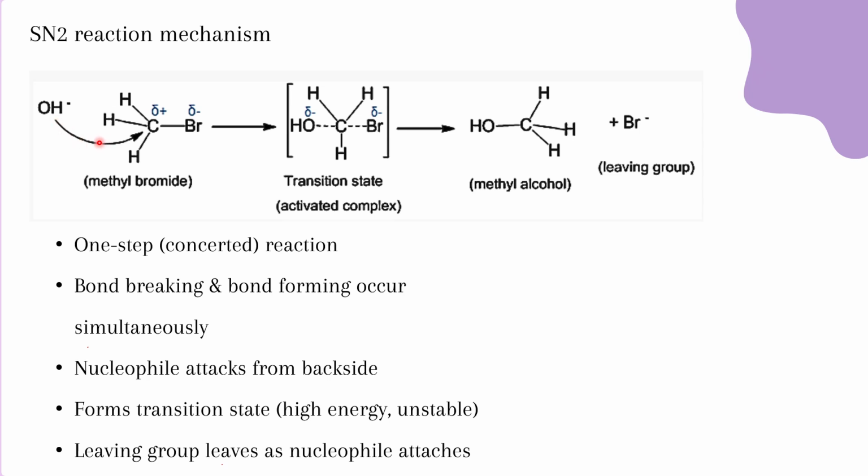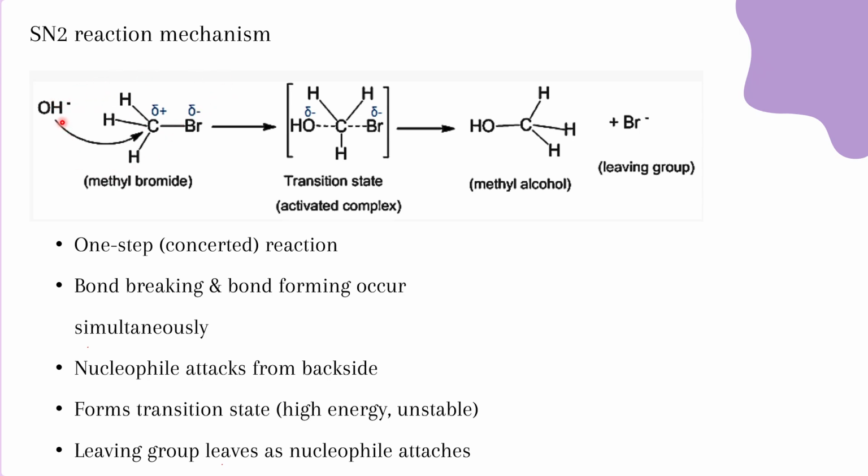Now you might be having this question: why is this attack not possible from the front side? Well, the reason is this. As you can see, this Br is negatively charged and this OH is also negatively charged. Since they both are negatively charged, it is very difficult for OH minus to attack from this side, because similar charges repel each other. Hence, the attack is not possible from the front side.